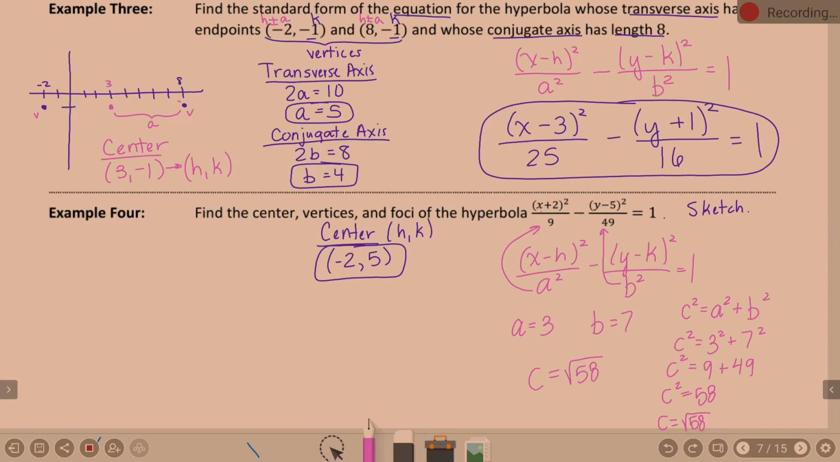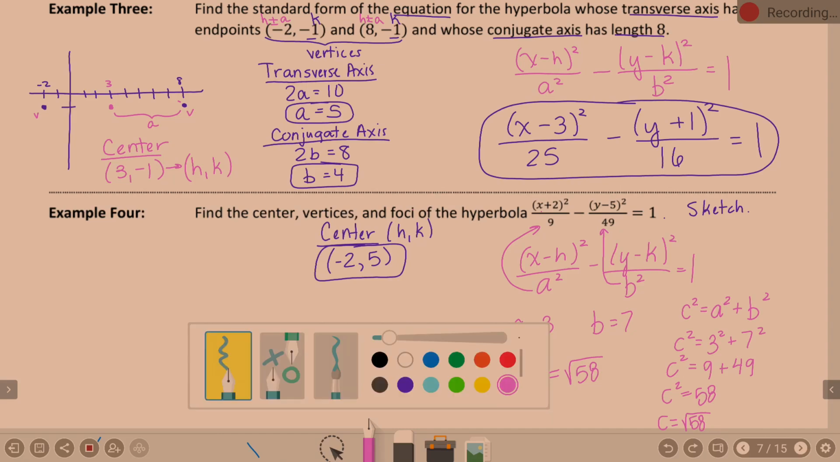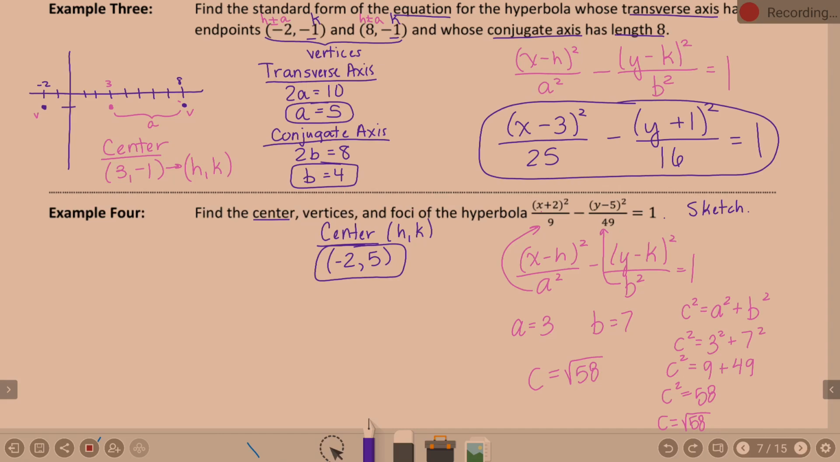However, what'd you say, 7.7? 7.6? Okay. If I need that, I'll use it, but for the specifics of C, I'll leave it as exact, okay? Okay, so we have found center. What do we still need to find? Vertices and foci. What do we know about vertices?